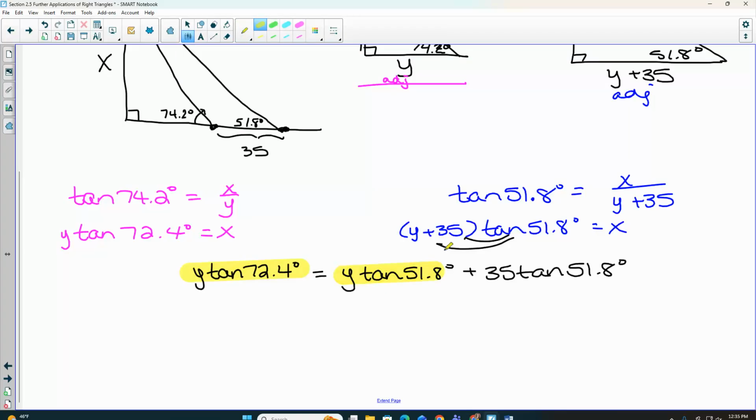These have y, so we need to get them together. Would it confuse you guys if I subtracted it over and factored out the y in the same step? So I'm just going to put the y in front, and then I'd be left with the tangent of 74.2 degrees minus the tangent of 51.8. Oh, thank you. I flipped it right there, didn't I?